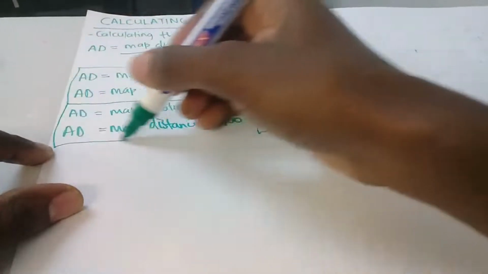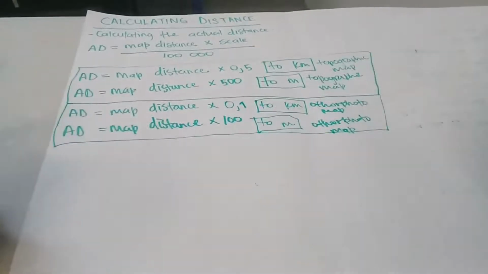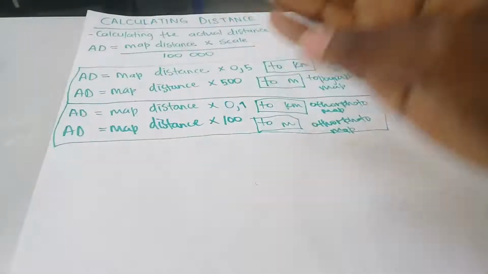Orthophoto map. It is an orthophoto map. Okay, so let's do a practical right now. Just before we do the practical, you should know that we have a straight line distance as well as a winding distance.